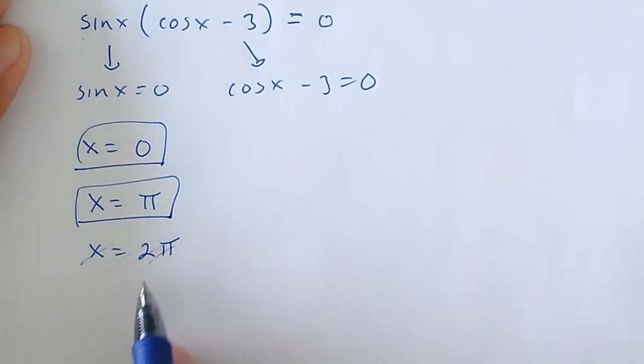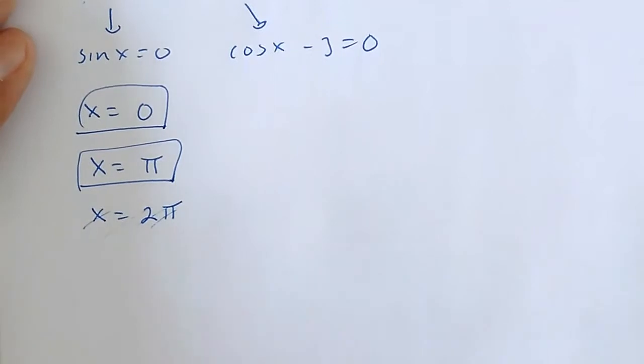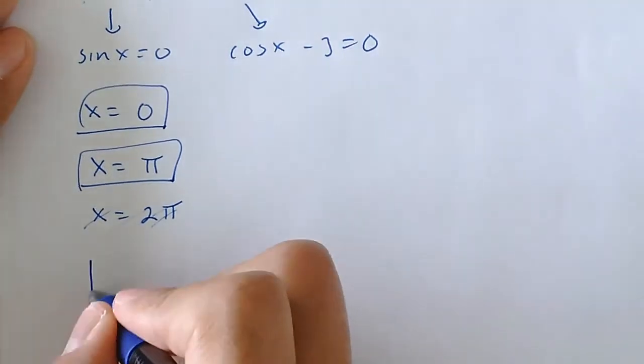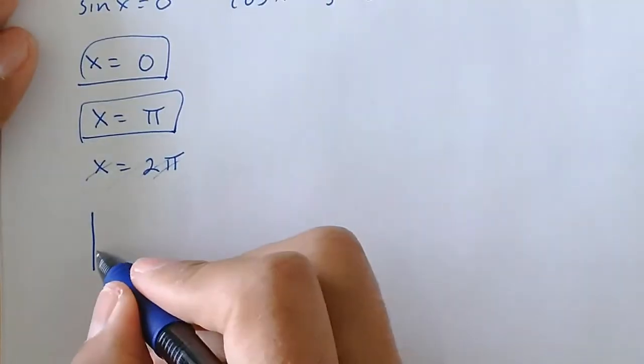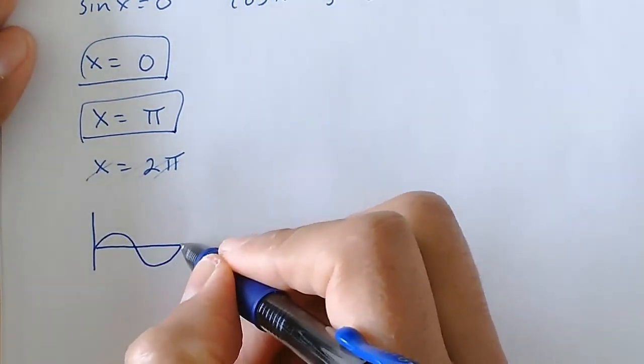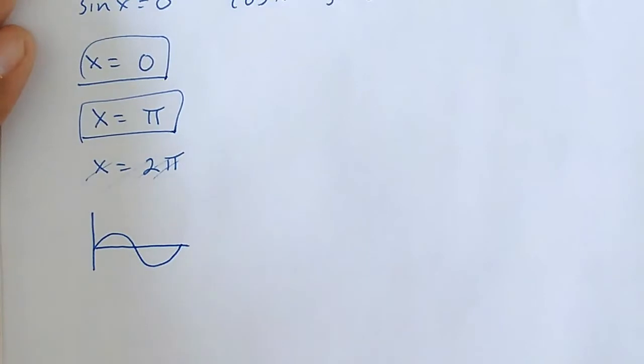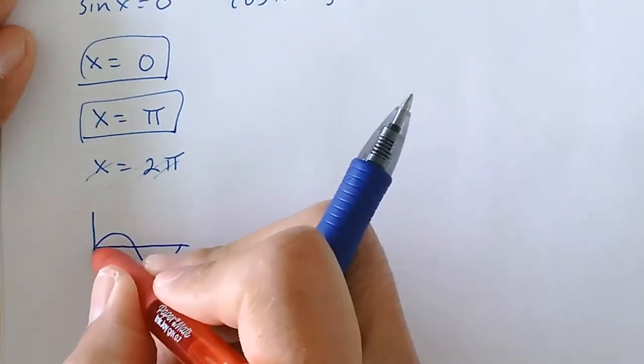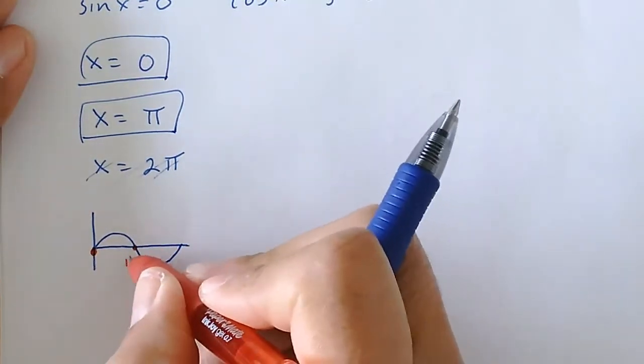Now, by the way, in case you could not see the sine graph, and I told you to look at it and I didn't show you the sine graph, here it is again. So from the sine graph, it is 0 here, here, and here.